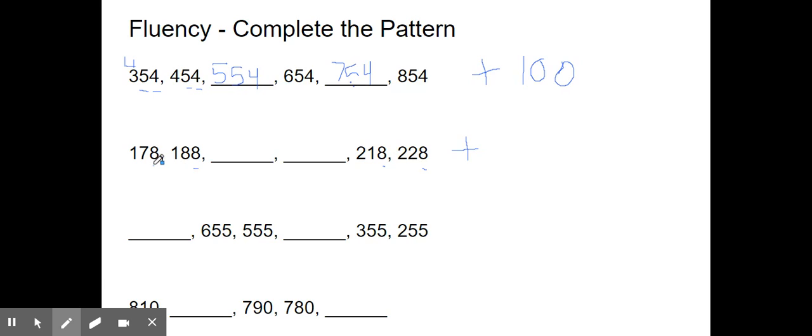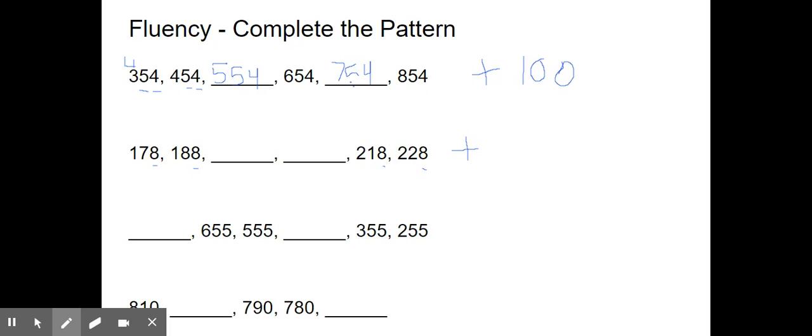I also noticed that our tens are changing. Here there are 7 tens, here there are 8 tens, here there's 1 ten, and here there's 2 tens. But this is tricky because our hundreds are also changing. Here there's 100, 100, and then it goes to 200 and 200. Why could that be? Think back to what we've talked about in class.